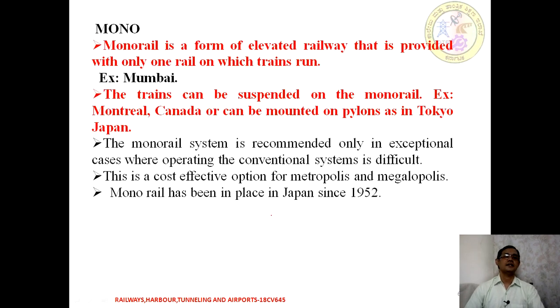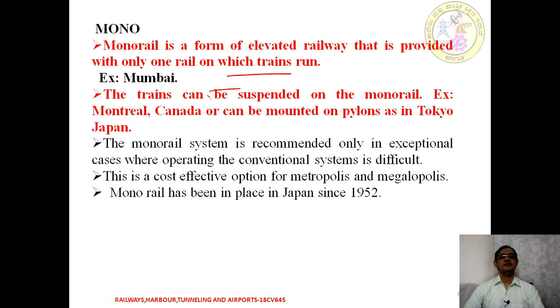Moving on to another concept, it is called a monorail. As the name itself indicates, a monorail is formed as an elevated railway. That is provided using only one rail for the train movement. Such a system of rail is called a monorail, because a single rail is used for the operation of a train. This example is the Mumbai monorail.